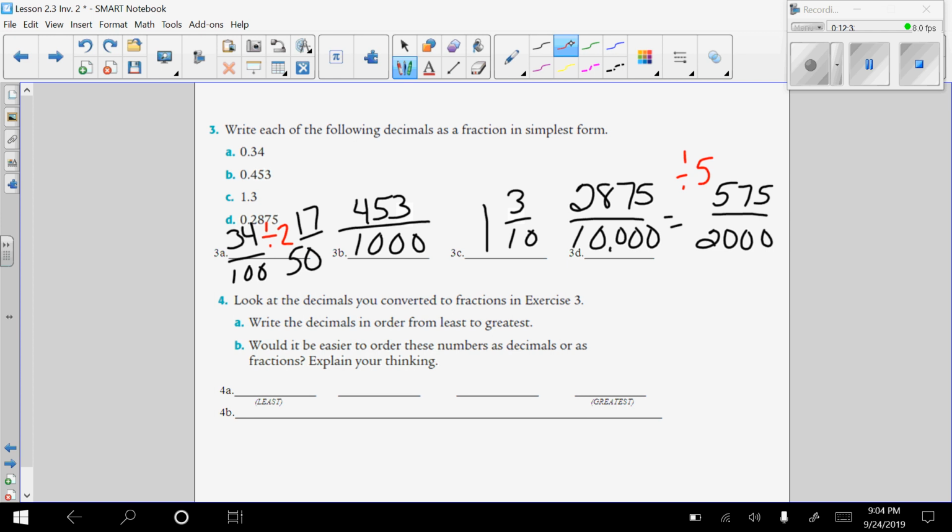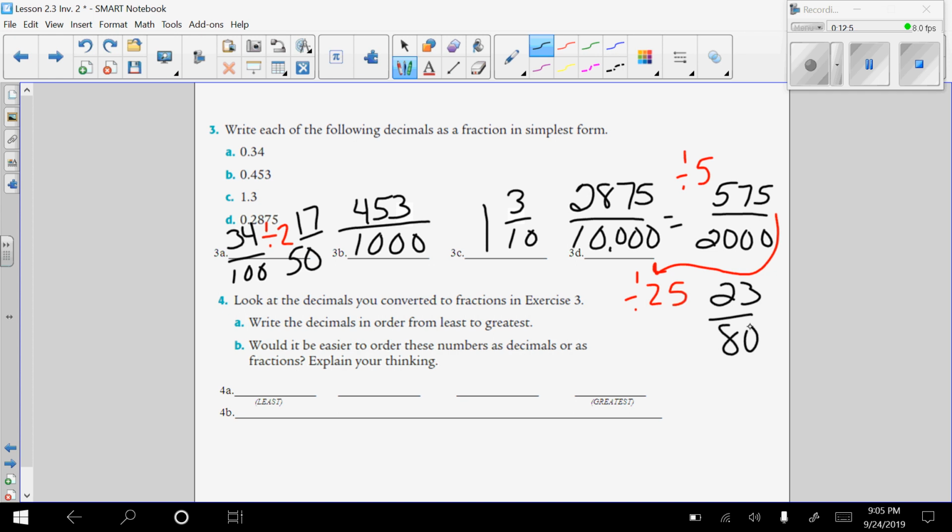I still have to ask myself, can I go any further? Yep, I think maybe I can try 25 this time. I'm going to come down a row just because I don't have the room. Divided by 25, so I'm just coming over to here for more space. And I end up with 23 over 80. And that is in simplest form.